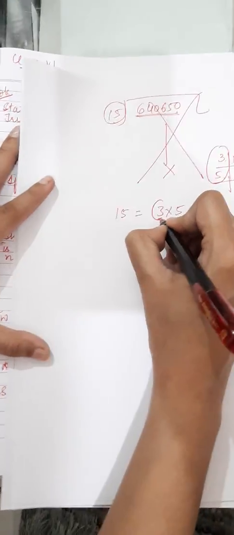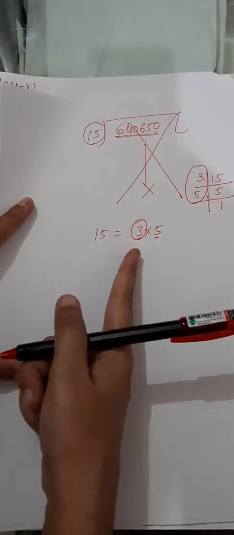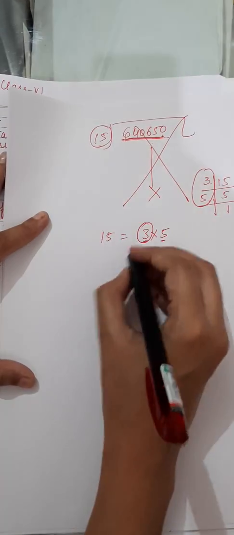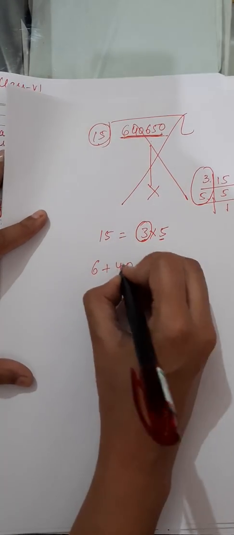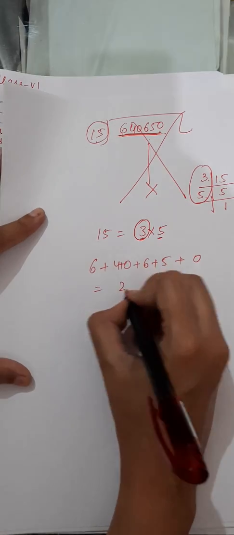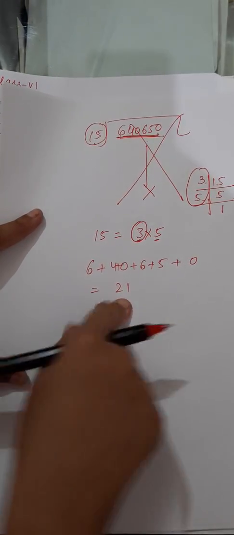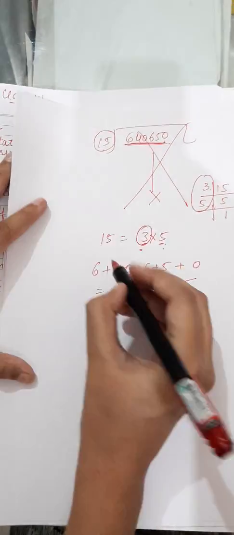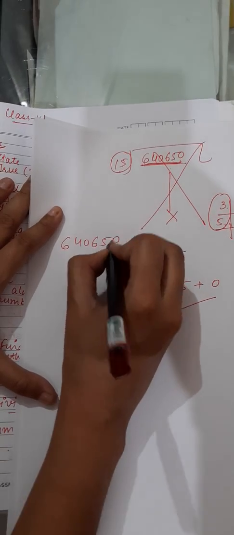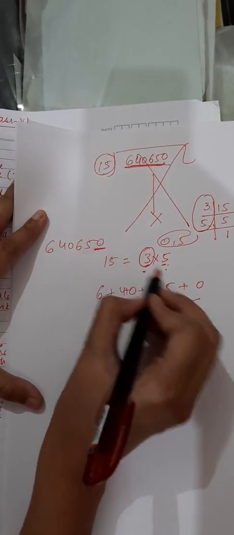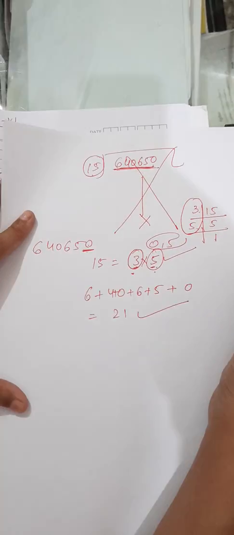Okay. Now for this 640650, let us firstly check with 3. Divisibility rule of 3. What is the divisibility rule of 3? Sum of the digits. What is the sum of the digits? 6 plus 4 plus 0, 6 plus 5 plus 0. 10, 16, 21. 21 is in the table of 3. Yes, it is. So that means this number is divisible by 3. Next is 5. For 5, one's place should be either 0 or 5 and one's place is 0. So that means it is in the table of 5 also.